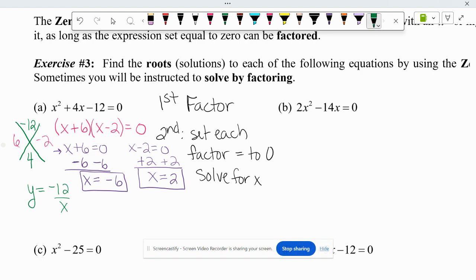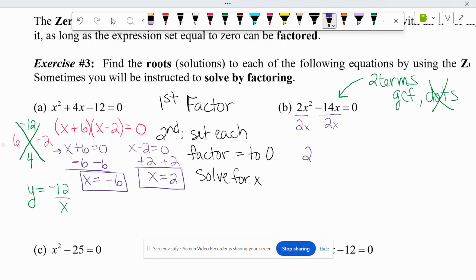Okay. Example number B. How in the heck am I going to factor 2x squared minus 14x? Well, let's see. I know that when there are only two terms, I look for a GCF and I try to see if it's a difference of squares. Well, is this a difference of squares? No, 2 is not a perfect square and there's a B term. So it's not. So that means it's got to have a GCF. What is the GCF? 2x. I can take a 2x out of both terms.